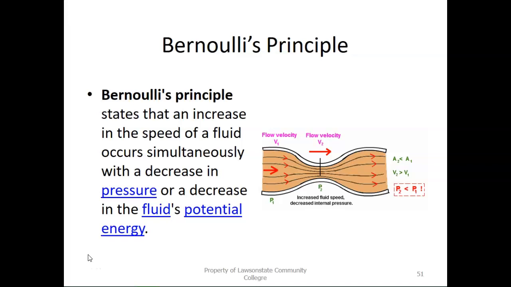So the last thing we talked about was Bernoulli's principle, and that's that an increase in the speed of a fluid occurs with a decrease in pressure or a decrease in potential energy. So think about it this way. When you crimp a hose, what happens whenever it gets to the other side of that crimp?